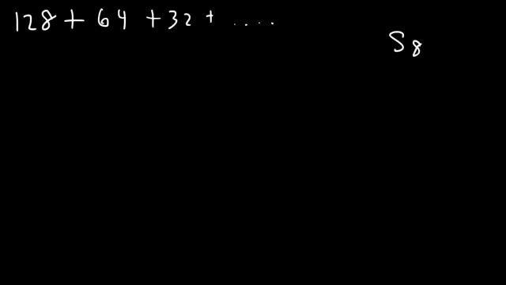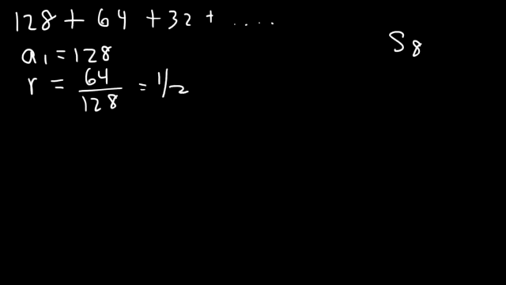Let's try another example. So let's say we have the geometric sum 128 plus 64 plus 32 and so forth. Let's find the sum of the first 8 terms. So the first term is 128. The common ratio, 64 divided by 128, is equal to 1/2. If you multiply 64 by 1/2, you're going to get the next term, which is 32.